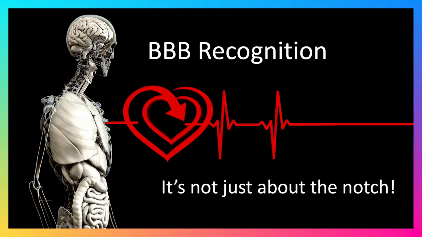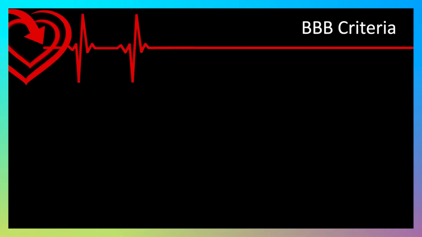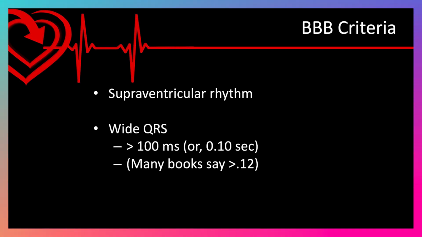So a lot of people notice the bundle branch block quickly because of rabbit ears or a little notch in the QRS. And that's a good clue. It's a great clue. But it's really not about that. And actually, bundle branch block interpretation is really, really simple. The only criteria you need to have is you need to be convinced that this rhythm is supraventricular, meaning it originates above the ventricles. That could be sinus, it could be atrial, but we believe it's coming from above the ventricles and it's producing a wide QRS.